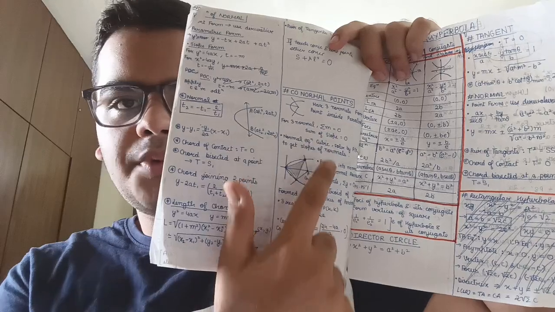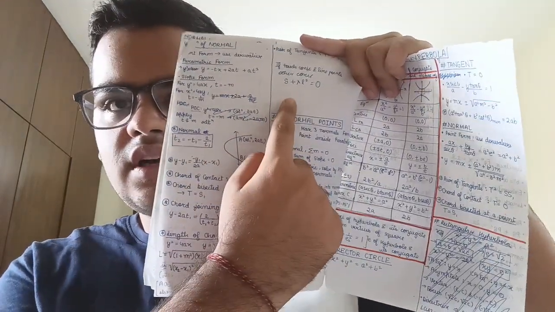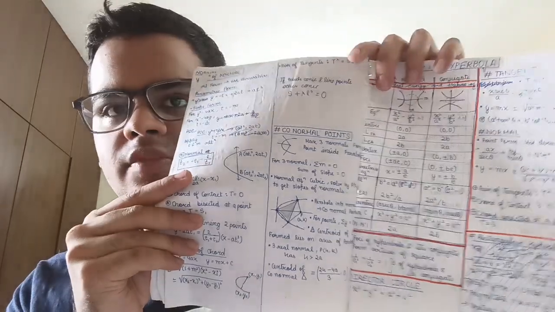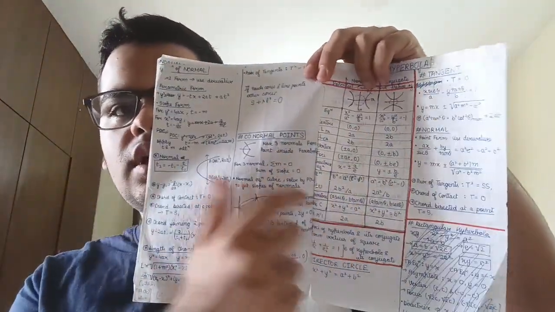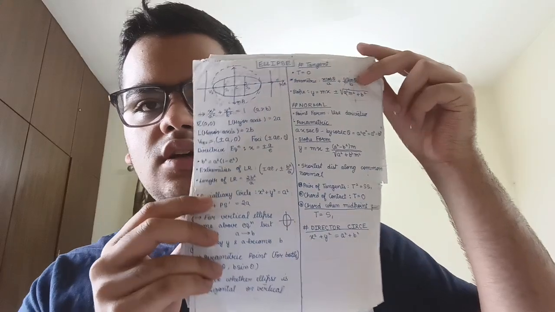You see co-normal points. This was a type of question that came, so I wrote it. This was another type of question, so I wrote it again. Now this is for hyperbola, one page, and then the last page goes to ellipse. So this is how you can make this kind of notes. You just saw a demo. I wrote all the important formulas only. I did not write anything else.